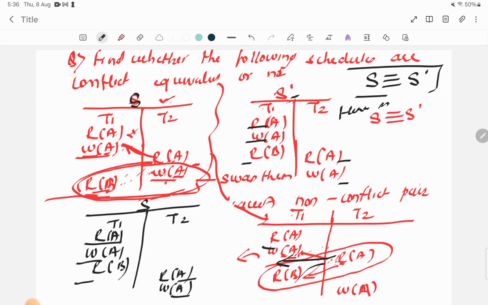Okay, so this is about conflict equivalent. So after solving this problem, we can finally do the numerical for conflict serializability. For that, I'll be making another video because this video has already become too long. So till then, stay safe and thank you.